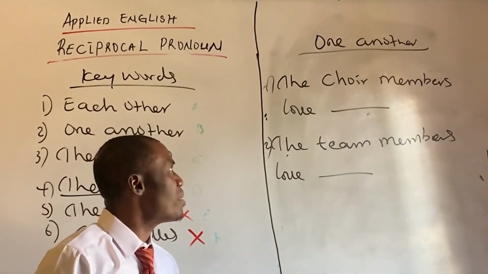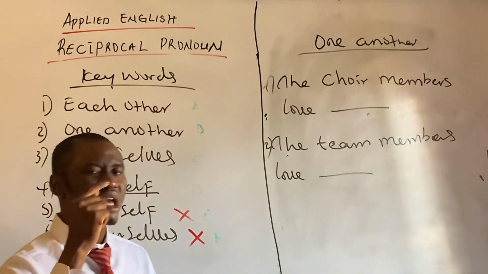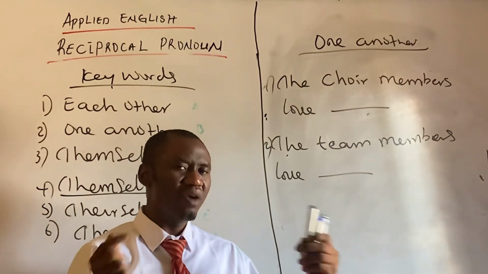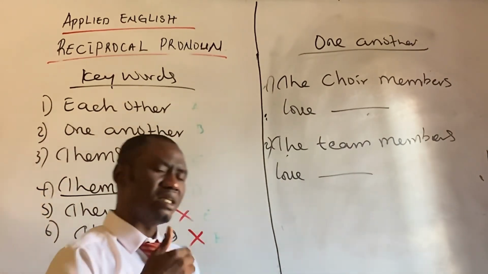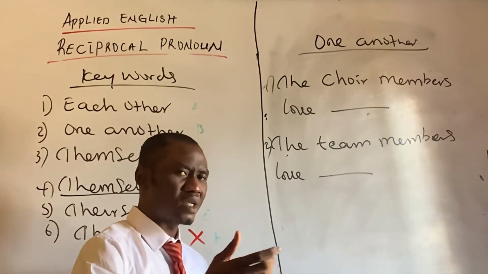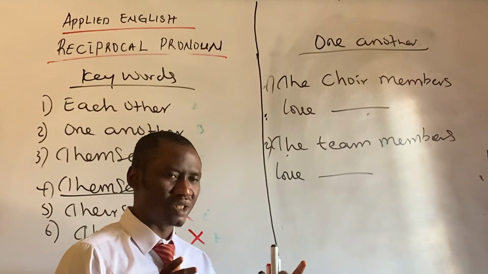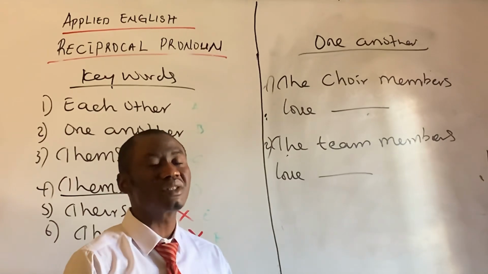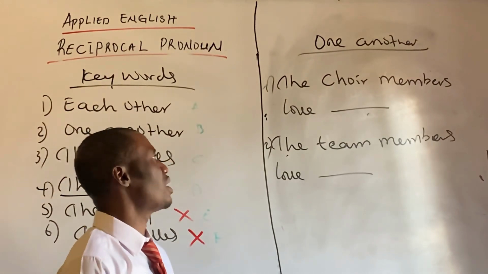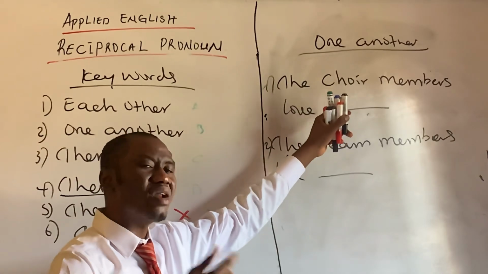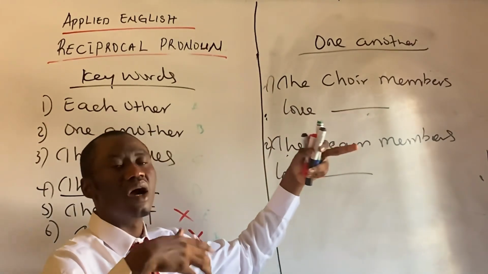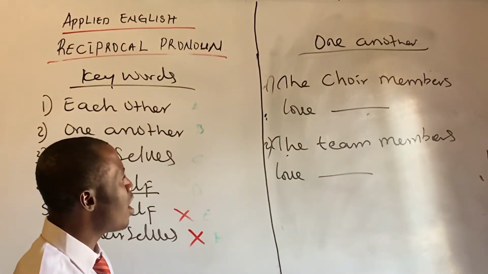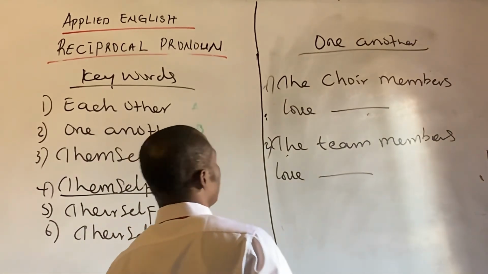The choir members love each other? No, that is wrong. Let me explain. One another is used when we have three or more persons involved in that expression. If the action is between three or more persons or individuals, then we use one another. The choir has more than three persons in it. It's an organization that contains many persons. So the team members love one another. The right answer there is one another.